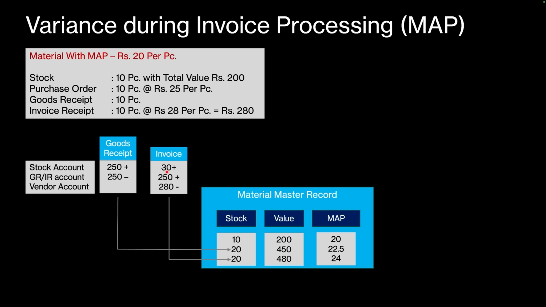Why? Because the material is managed at moving average price, and system understands that system has to adjust that moving average price as per the postings being done in the system. Okay, so the differential amount is now not getting posted to the price difference account. System is adjusting that price to the stock account. So let's see how the inventory and the stock value is getting changed.